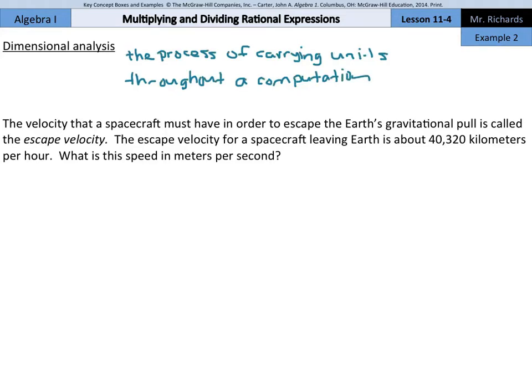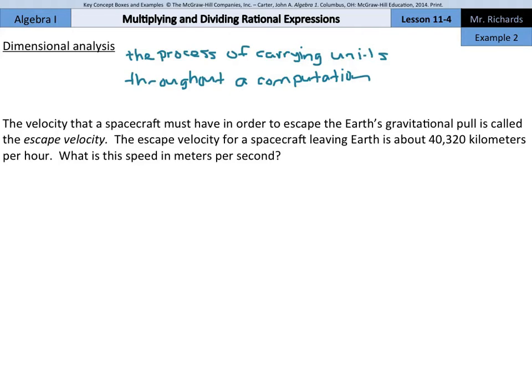You can use dimensional analysis to convert units of measure within a system and between systems. Now, the velocity that a spacecraft must have in order to escape the Earth's gravitational pull is called the escape velocity. The escape velocity for a spacecraft leaving Earth is about 40,320 kilometers per hour. What is this speed in meters per second?